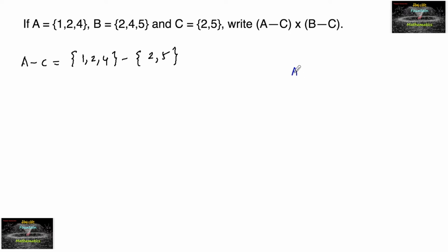Since we know the definition of the difference of two sets, A minus B is the set of x such that x belongs to A and x does not belong to B, it means we need to consider the elements which are there in A only, which are not contained in the set B. So here in A minus C we need to consider the elements which are there in only A, which are not there in C. So first let us identify what are the common elements in both.